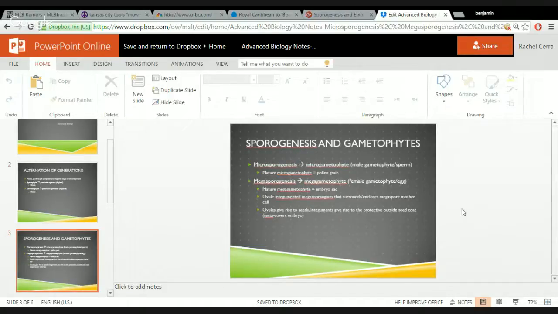First I'm going to go over these parts, and then we'll hit the diagrams. So, sporogenesis and gametophytes. Sporogenesis is the process of making your microgametophyte, which in this case is the male gamete. It should be the sperm. I'm not sure why I put male gametophyte. It's technically the male gametophyte, but a more common word might be the male gamete.